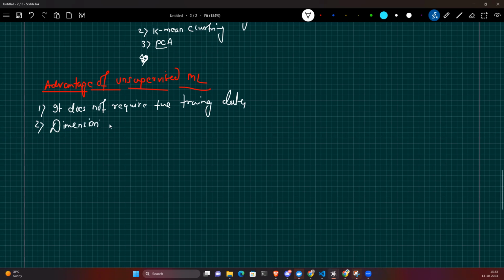Dimensionality reduction can be easily accomplished using unsupervised machine learning. Unsupervised learning, USL, means unsupervised learning. Okay.